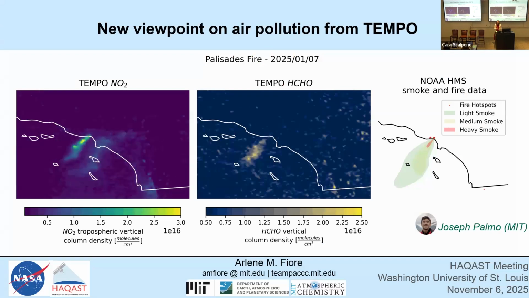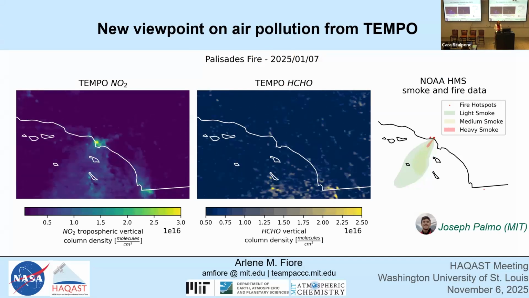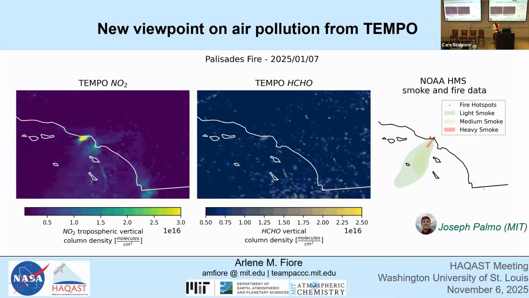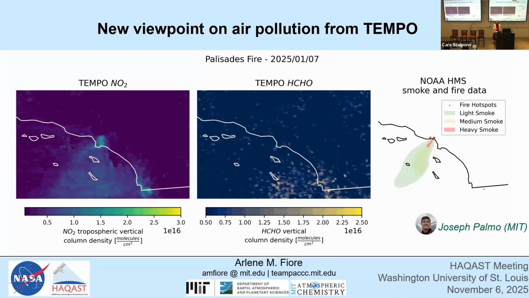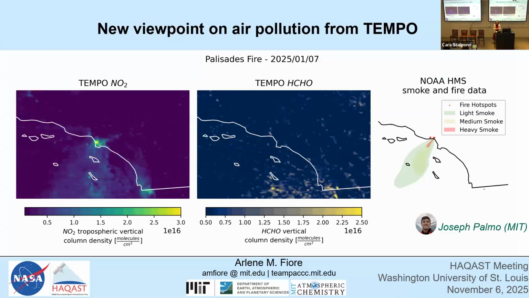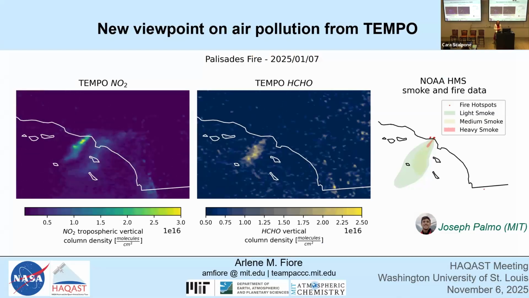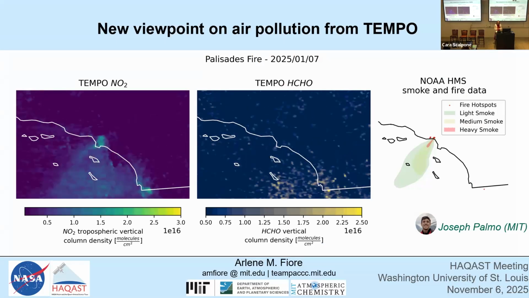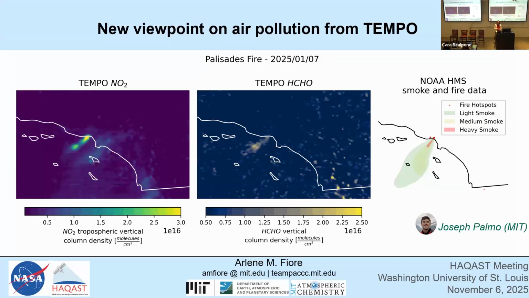So basically one of the things that we're super excited about is what are we going to learn from TEMPO, which is this new geostationary satellite, the first time over North America that we're getting hourly information during daylight hours. And so this is just a loop of a single day that you're looking at from this horrific Palisades fire that happened earlier this year.